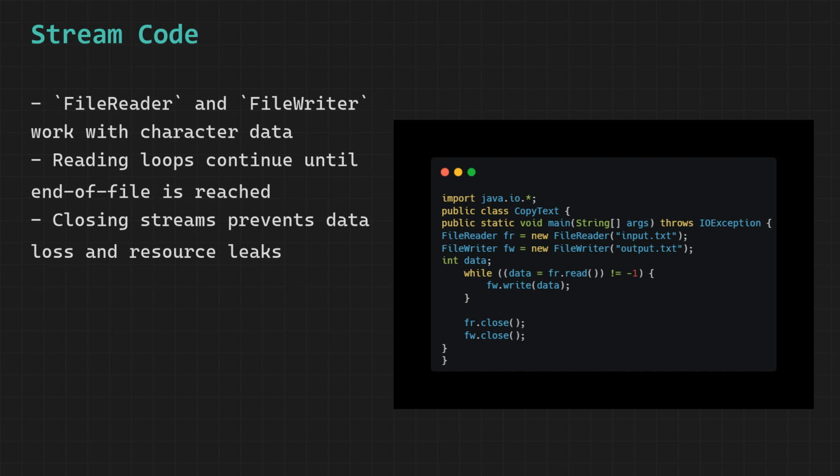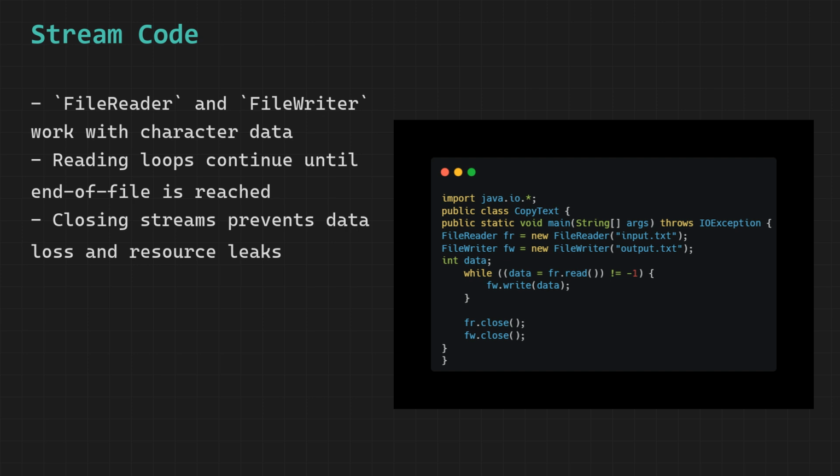Let us walk through this code step by step. We have one class called CopyText, and inside the main method we are using character streams to read the contents of one text file and write them into another text file, effectively copying the text from input to output. The method signature declares throws IOException because working with files is a checked exception scenario. The file might not exist, the disk might be full, or any number of external problems could occur. By declaring throws IOException, we are passing the responsibility of handling that exception up to whoever calls this method.